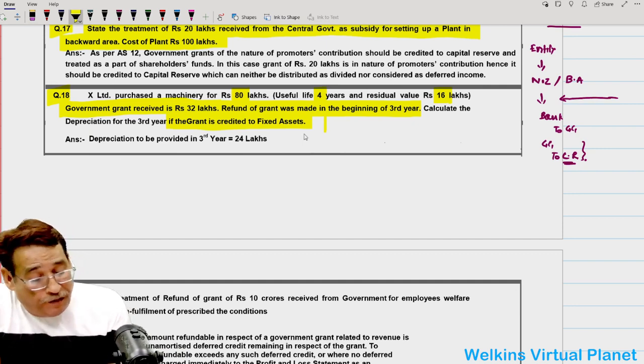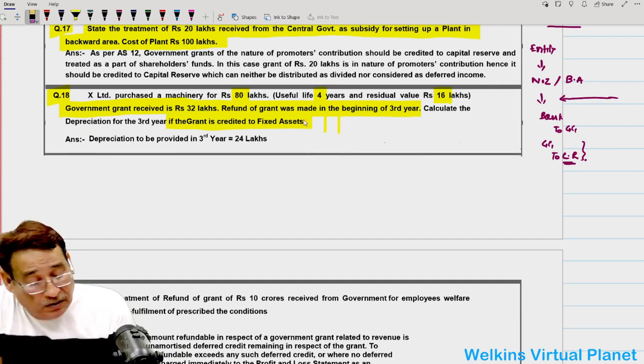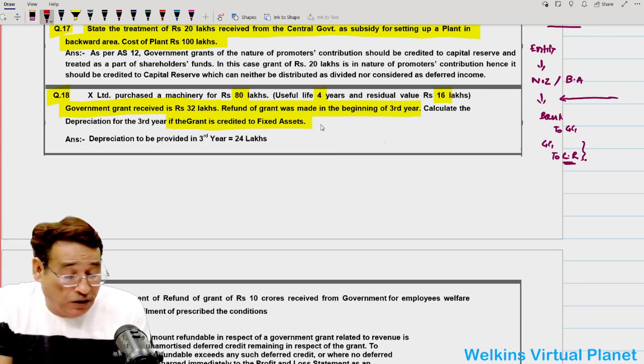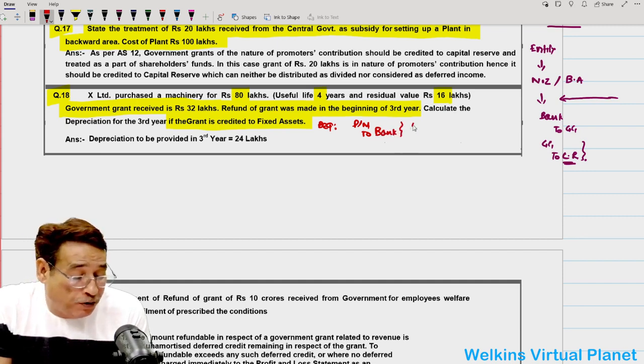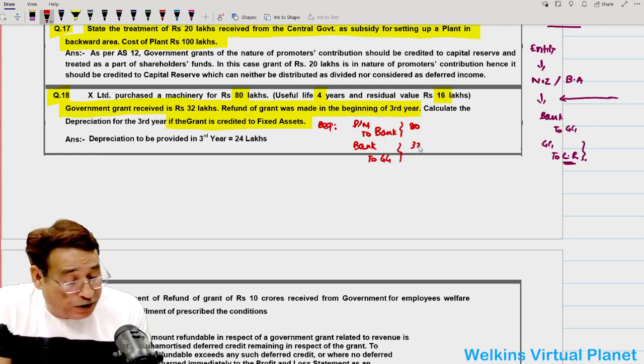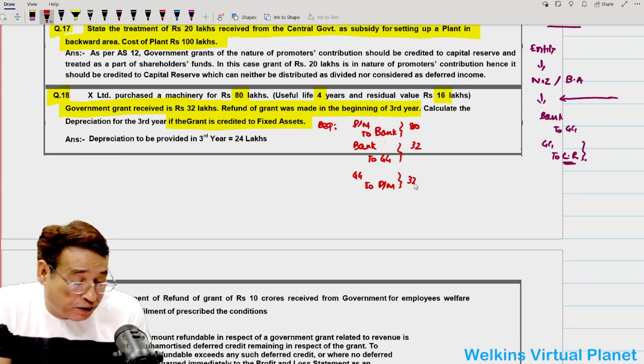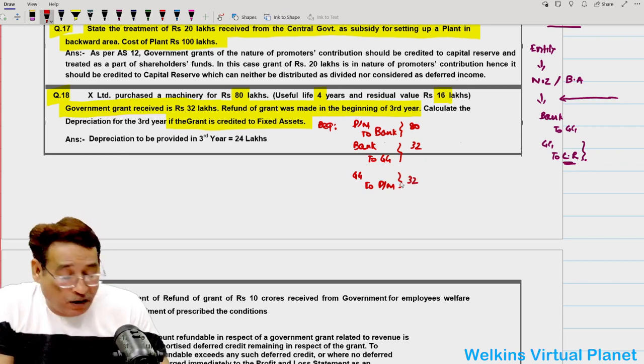So first of all, in the beginning of the first year, you have purchased a plant. Your entry is plant and machinery account debit to bank account, of course 80 lakh. You received grant from the government: bank account debit to government grant account, 32 lakhs. And now you credited the grant to the plant and machinery account. So government grant account debit to plant and machinery account. So cost of your plant will get reduced by 32 lakh because now plant is getting credited by it.